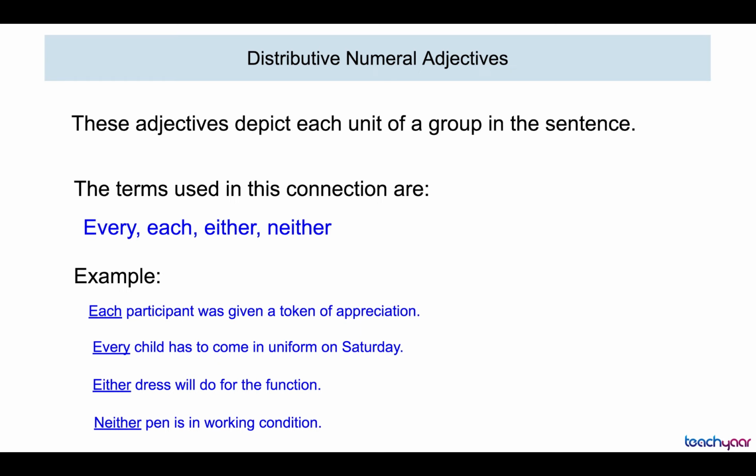So we have gone through the concept of adjectives of number. The 3 types of numeral adjectives, namely definite, indefinite, and distributive, have also been explained with the help of examples.